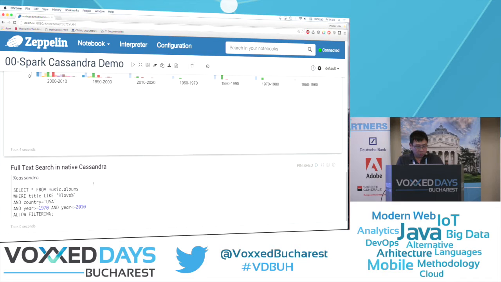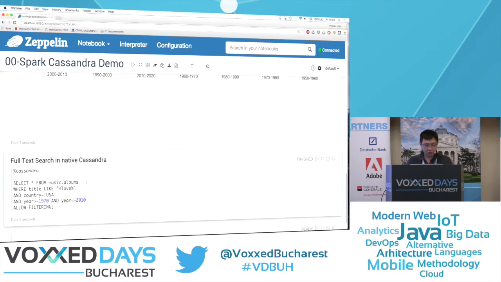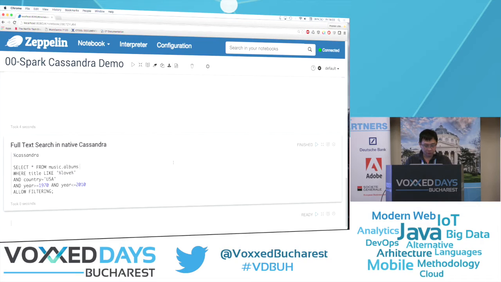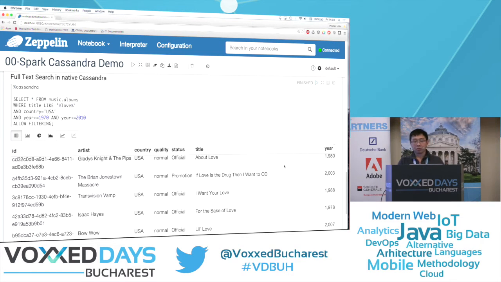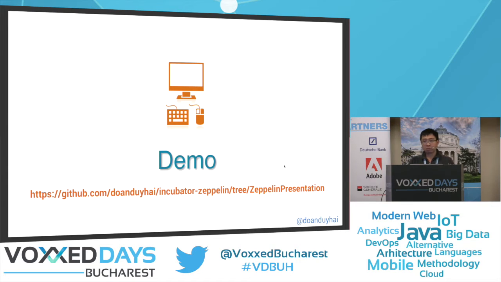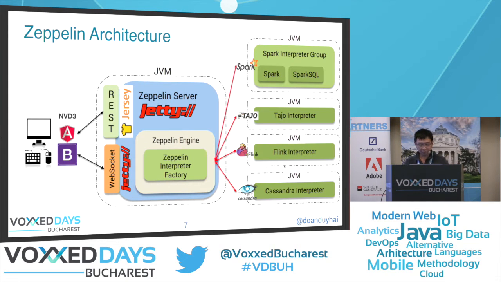I can also use Cassandra query language directly to do a full text search on my data. For example, give me all albums which contain the word love in the title in USA between the 1970s and 2010. So here we are. As you can see, in the same note, you can have many processing steps with many languages: Spark, Cassandra, shell script.